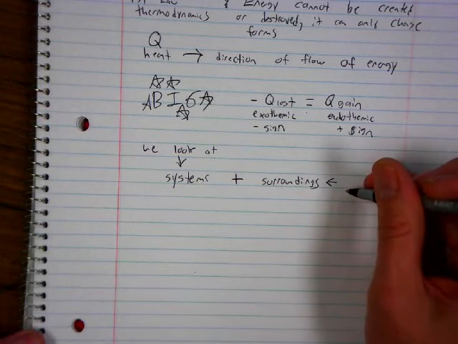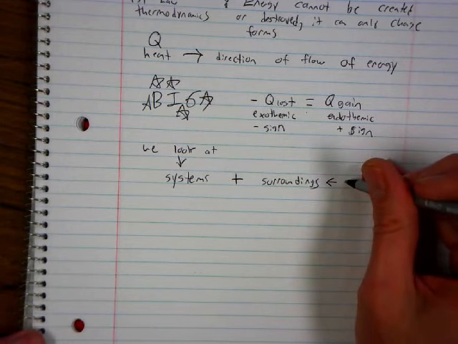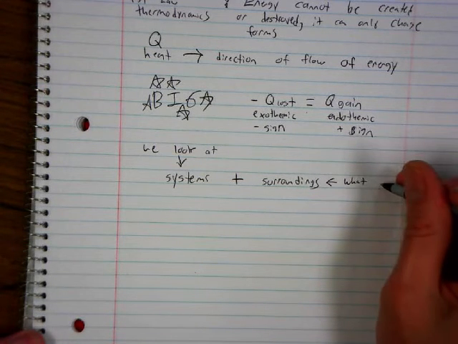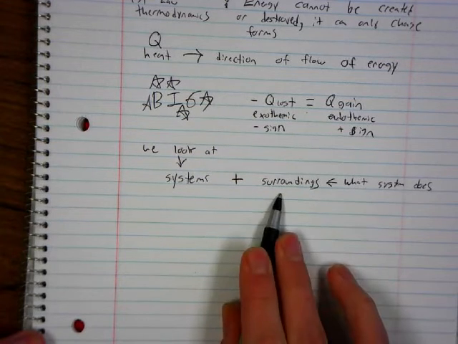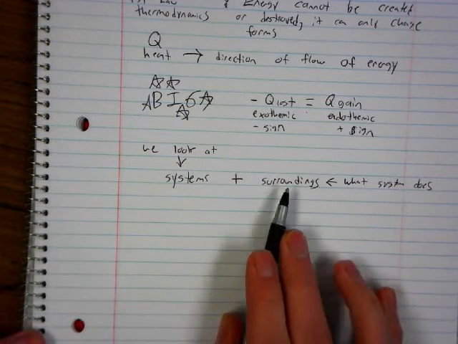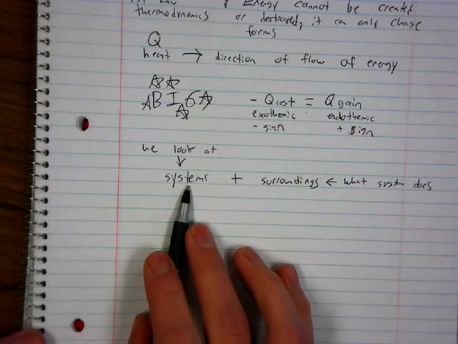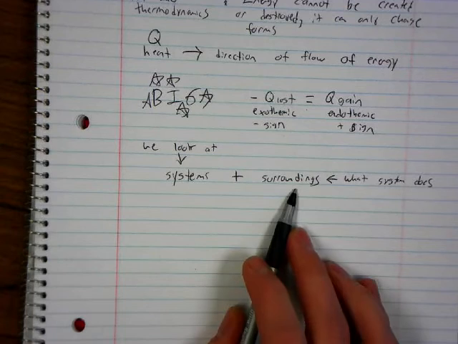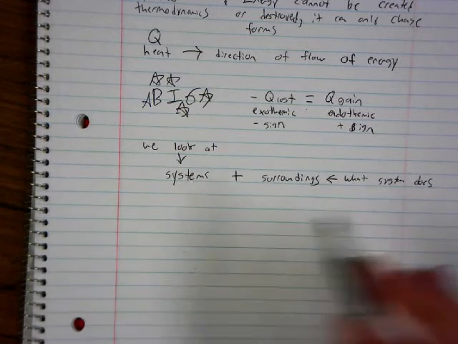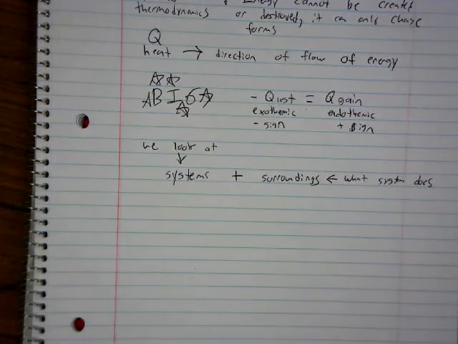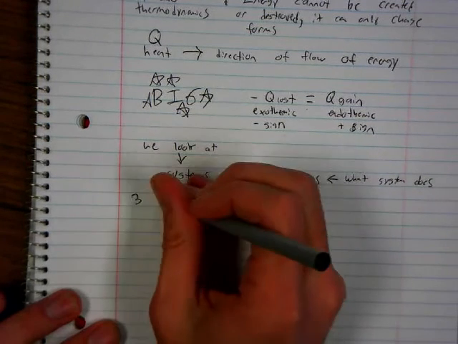Surroundings is what we look at, what the system does to the surroundings. So surroundings is what is happening because of the system. Is the system making the surroundings hotter? Is it making them colder? Is it taking heat away from those surroundings? Is it putting heat into those surroundings? Those are the two things we look at.